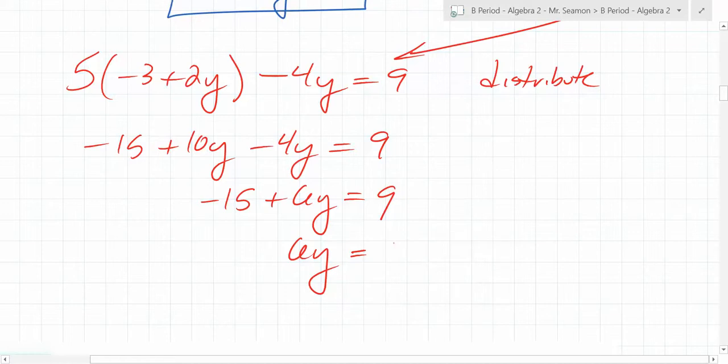Can you do 9 plus 15, big guy? Can you do that yet? You didn't think you were going to get called on, did you?